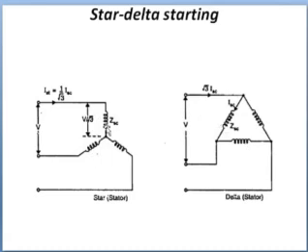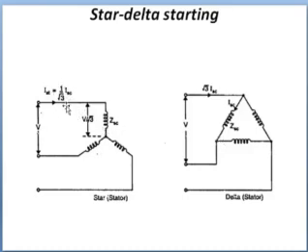If we connect delta to star, then we know that the starting voltage per phase, the delta voltage, is line voltage by root 3 times. So phase voltage will decrease by root 3 times. If phase voltage is decreased, then phase current will also decrease, V phase by root 3. Means if delta connected motor, per phase current is V by resistance. Here per phase current is V by root 3 by resistance.